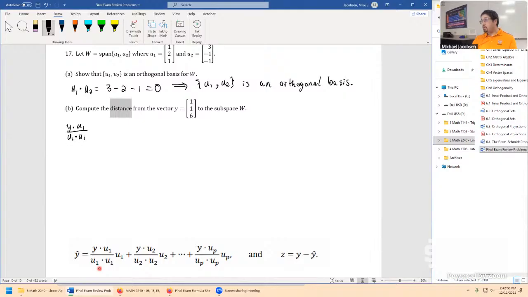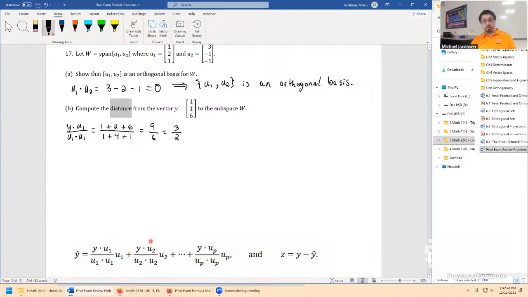over u1 dot u1. So here's the vector y. Focus on this one and do the dot product connecting here for the numerator. We get 1 plus 2 plus 6. Now u1 dot u1 is going to be the sum of those components squared. So 1 plus 4 plus 1. So altogether we get 9/6, or these are good problems to reduce when you can. This will be 3/2. So we have the coefficient that goes here.